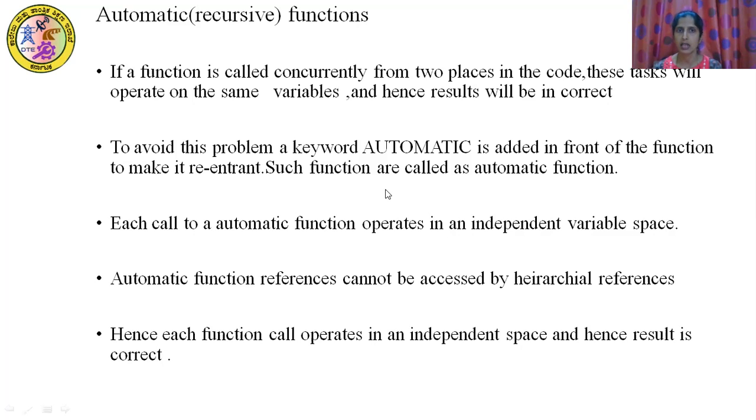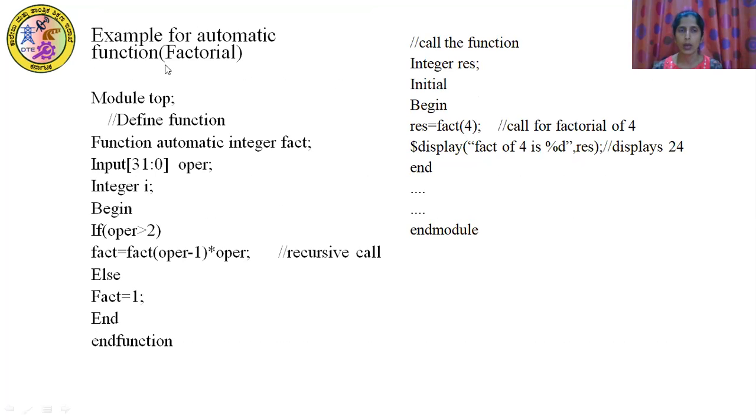So let's see an example now. Here we have an example for calculating the factorial of a number. We have defined a module by the name top. Here we are going to declare the function, which begins with the keyword function followed by the keyword automatic, which declares the function as automatic type, followed by the type, integer, followed by the name of the function, that is fact.